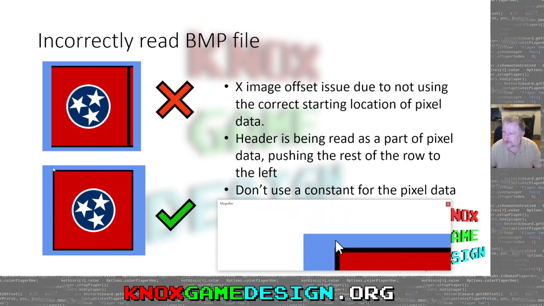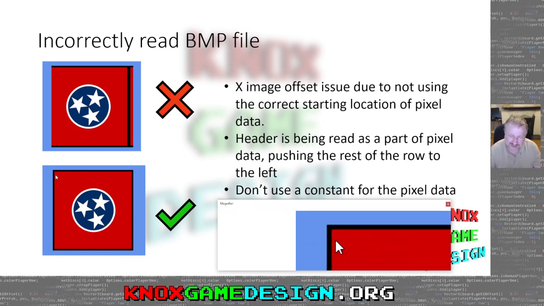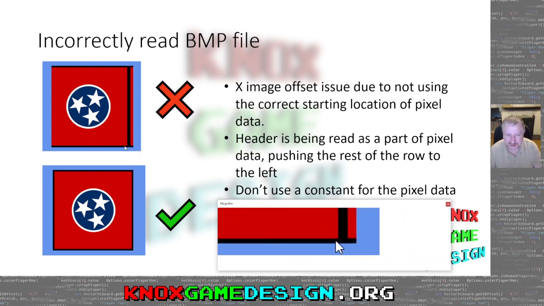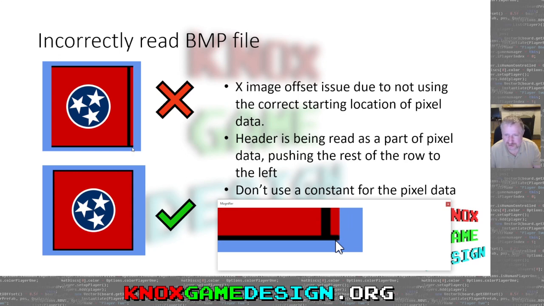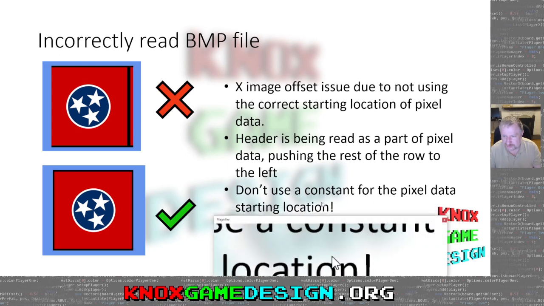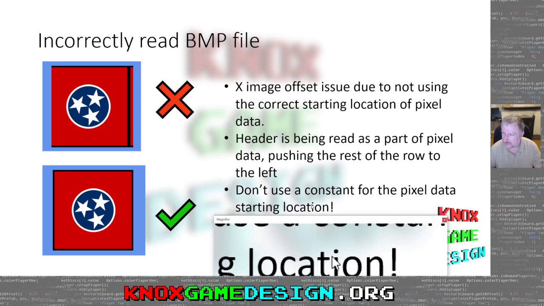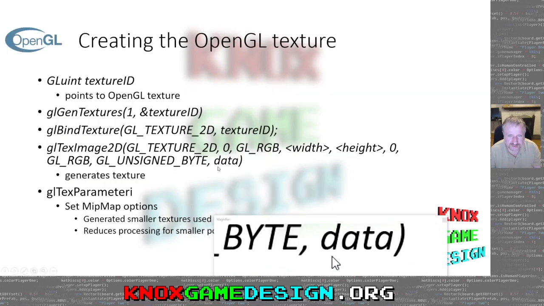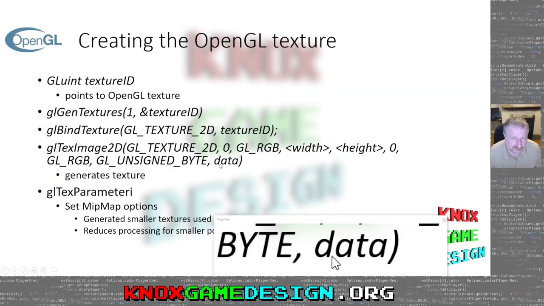So I ran into this problem when I was doing these demos. I was like, what's going on here? Then you realize, hey, I'm reading the header in as part of the pixel data. Another thing you've got to watch out for is don't use a constant for the starting pixel data location. The first thing I did, I looked online and saw that the pixel data starts at like location 49 or 52. Well, that may be true for some cases, but not always. So you want to get the starting pixel location out of the header.